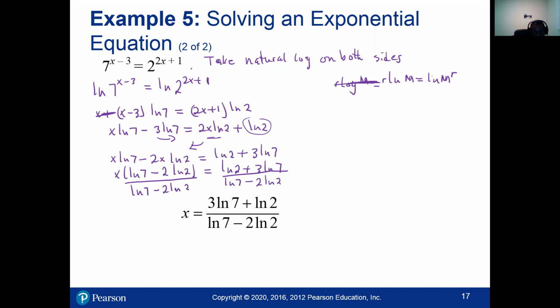So that gives me x is equal to that. And then when you take the approximate value, it will be the same as what we got. So x is approximately that; this is the exact solution.